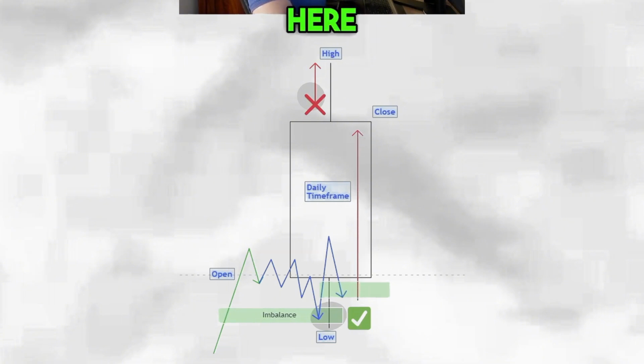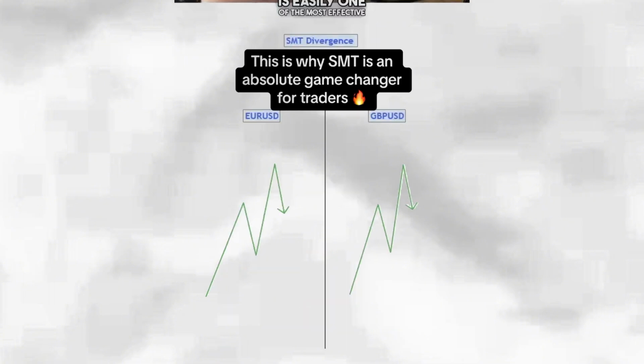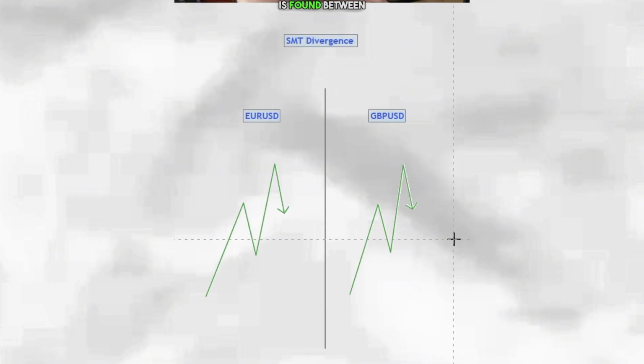SMT divergence is easily one of the most effective ways to anticipate a reversal or a change of direction in the markets. And if studied correctly, this will give you an amazing piece of confluence backing up your setup. SMT divergence is found between pairs that should correlate. So for example, Euro USD and Pound USD should move in the same direction as each other.